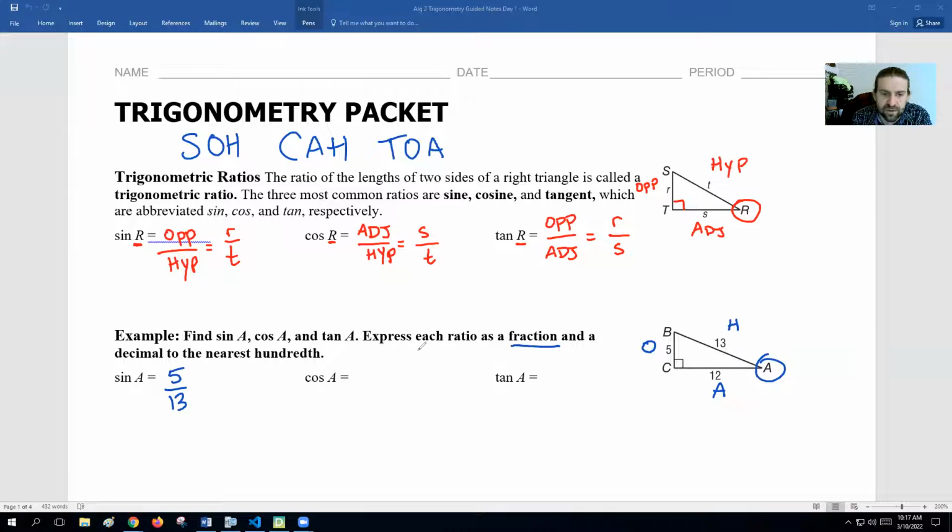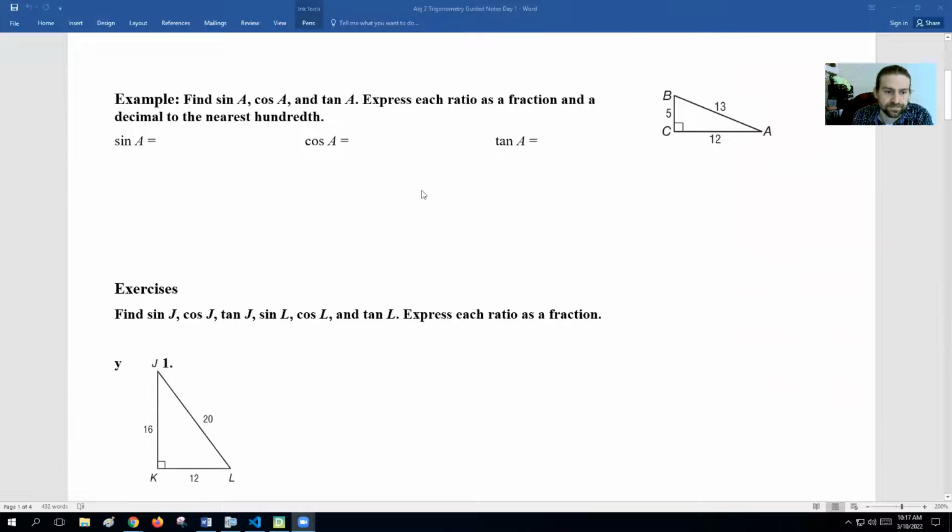Cosine is adjacent over hypotenuse. The adjacent is 12, the hypotenuse is 13. And tangent is opposite over adjacent, so that would be 5 over 12. I think it's better to leave them as fractions since we're going to be using calculators for this whole section. Okay, let's move on to the next part.